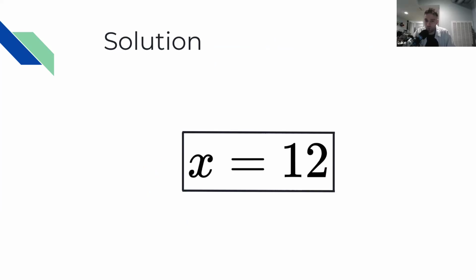All right, when we plug the value 12 in for x into the original equation, the equation should be satisfied. All right, it should result in a true equation.